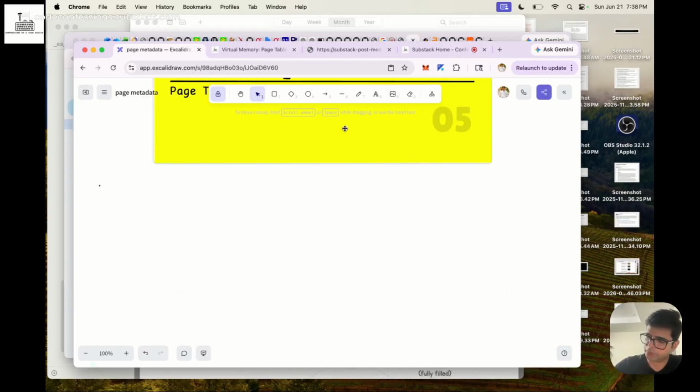So one of the most important flags that is present in each page table mapping is the present bit. It's called the present bit itself.